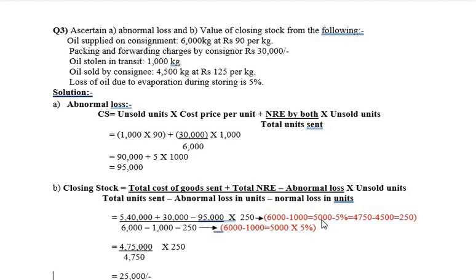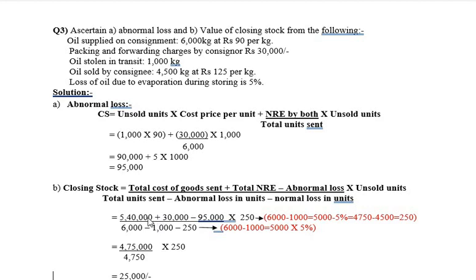So directly put it onto your calculator as 5,000 minus 5%, which will give you 4,750. 4,750 is the actual quantity that remains. But out of these 4,750, they have already sold 4,500 goods. So 4,750 minus 4,500 is nothing but 250, which is the unsold goods. So here the unsold goods is 250.